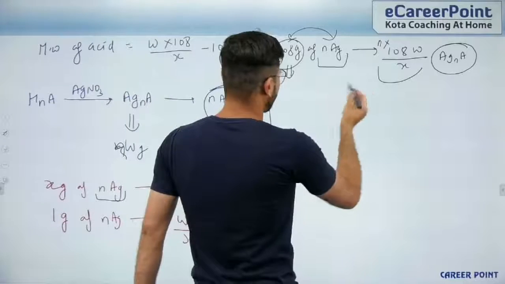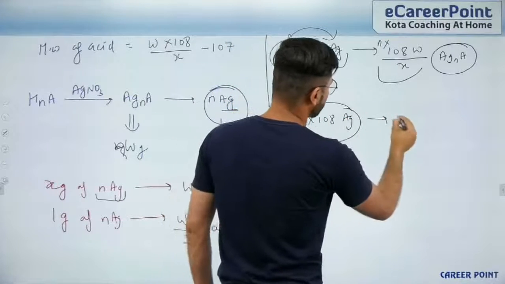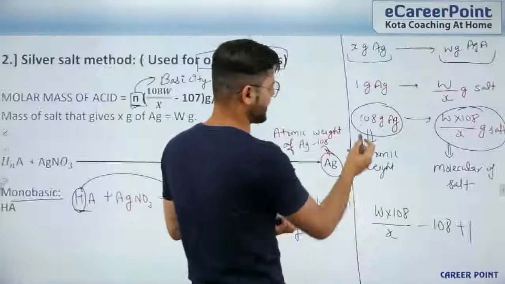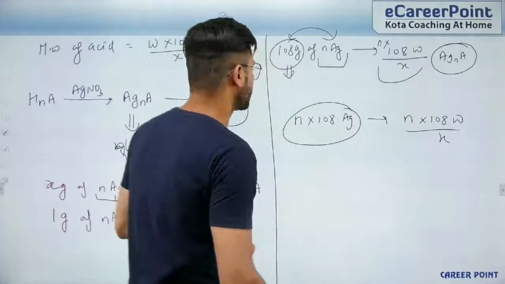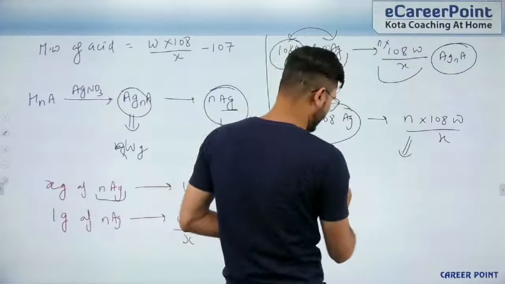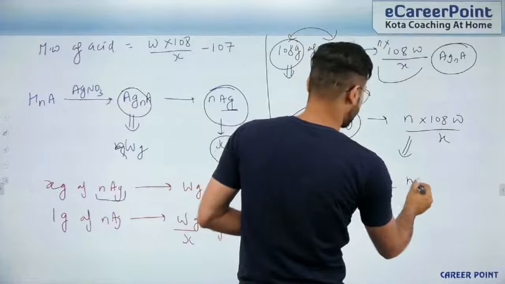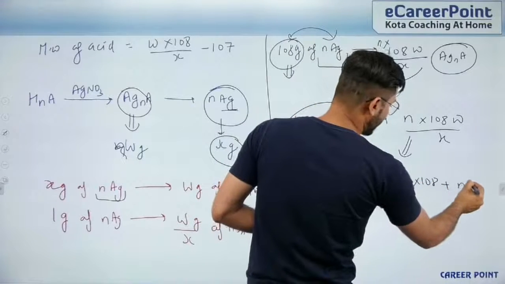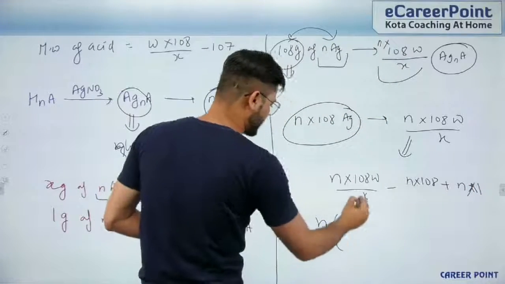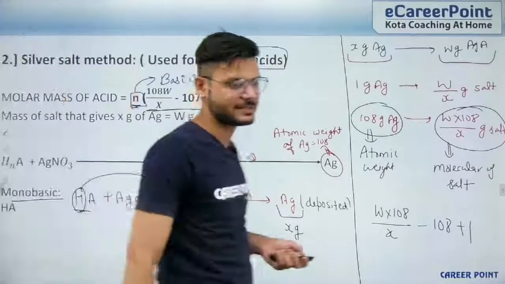So now I can say that n into 108 Ag will be deposited by n into 108 W by X, or you can simply multiply here by n. Now with the same method, you need to remove the nAg because this is the molecular weight. So you will write n into 108 W by X minus n into 108 and add n times 1. So ultimately you will have the common value of n here, and the rest you have understood. The rest is the same.